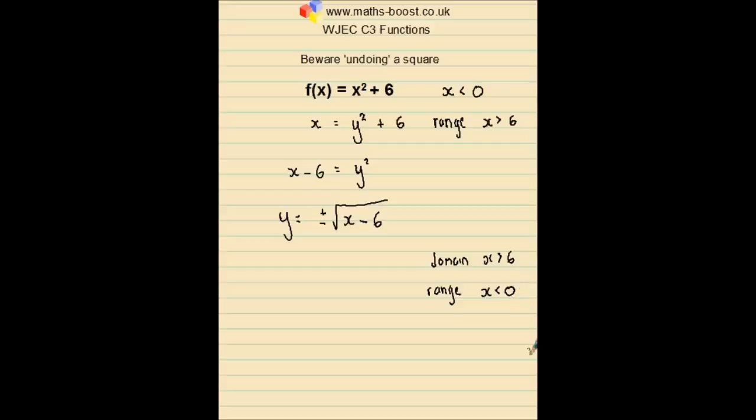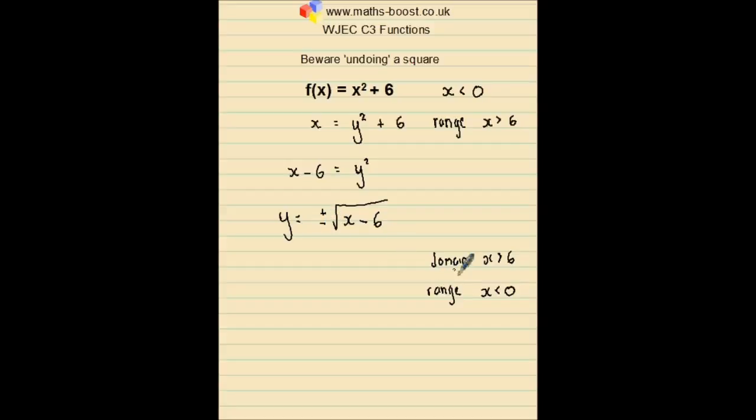So x is greater than 6. Now the point is, you can just do it one of two ways here. You can see that this as a whole has always got to be a negative, and the only way I can make that happen is by forcing this to be a negative.